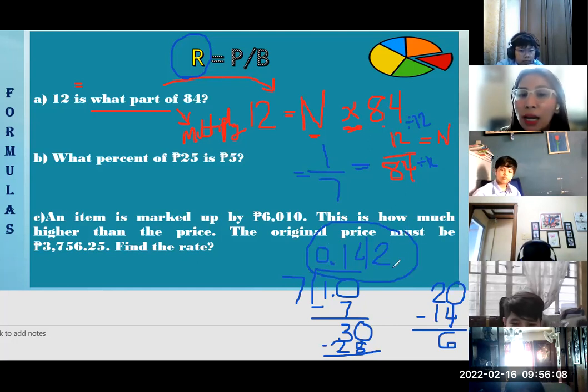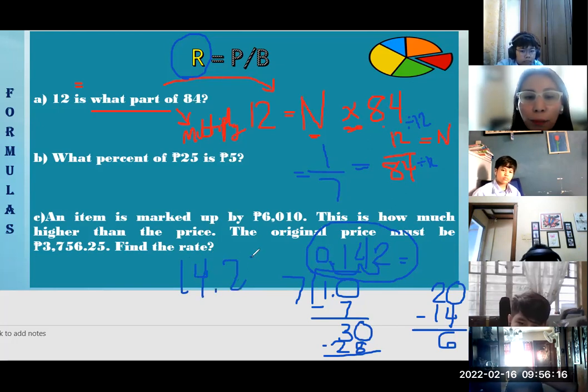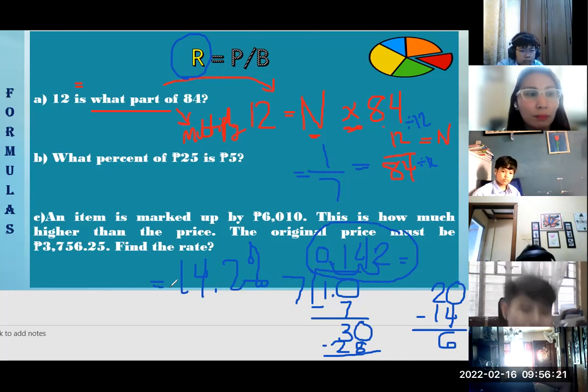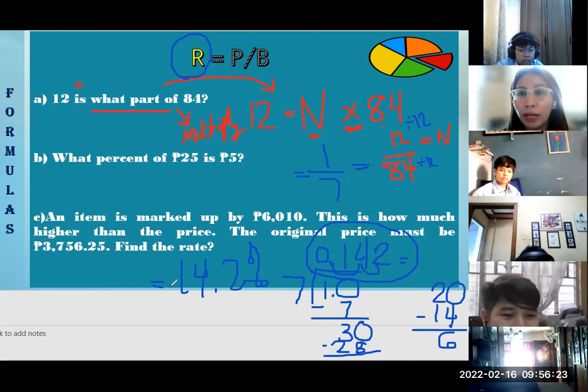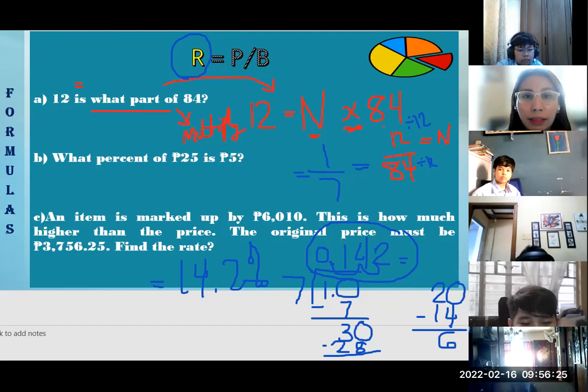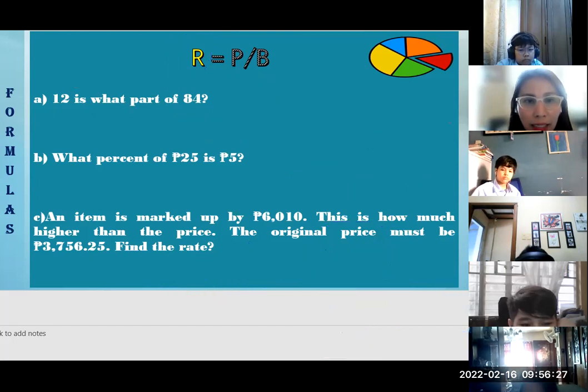This is simply converting to percent. We have 14.2. 14.2%. Yan po. 14.2%. Clear lang natin, class. Oh, therefore, 14.2% is the rate.